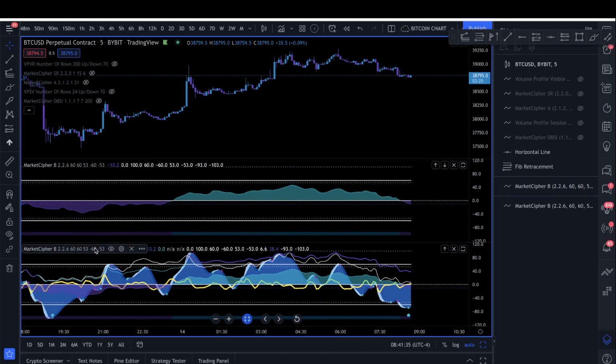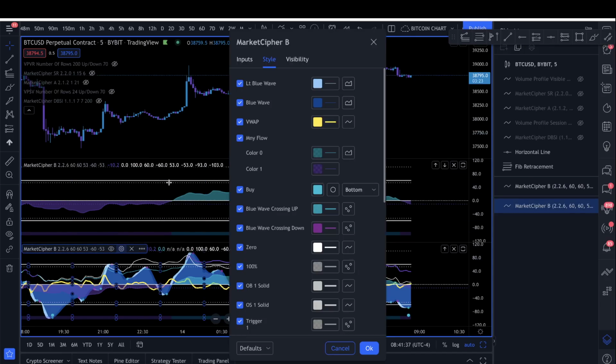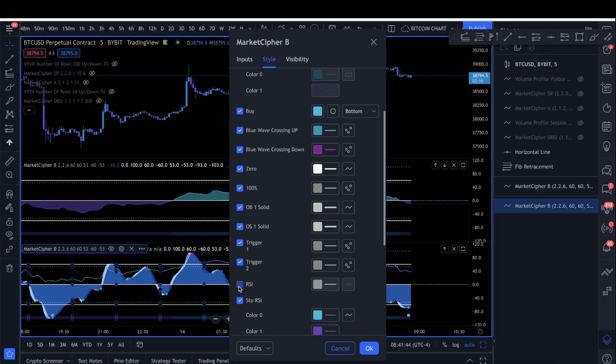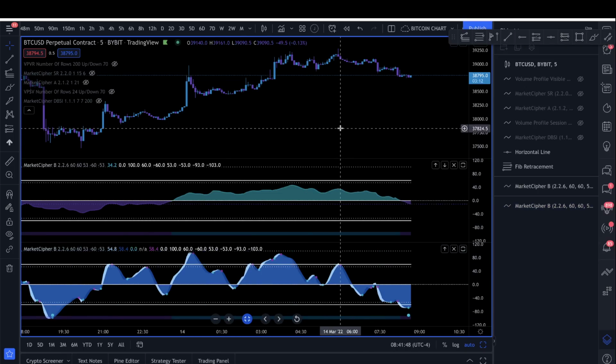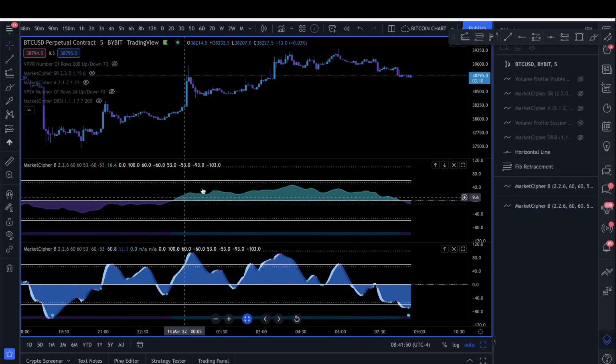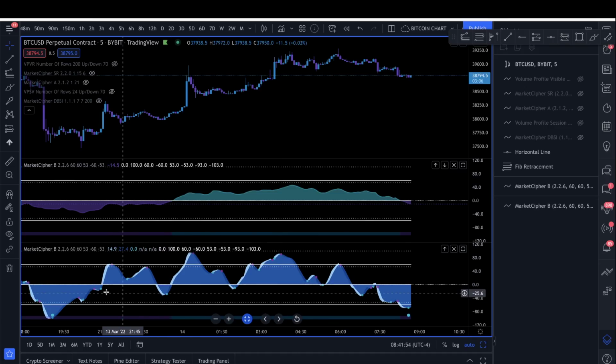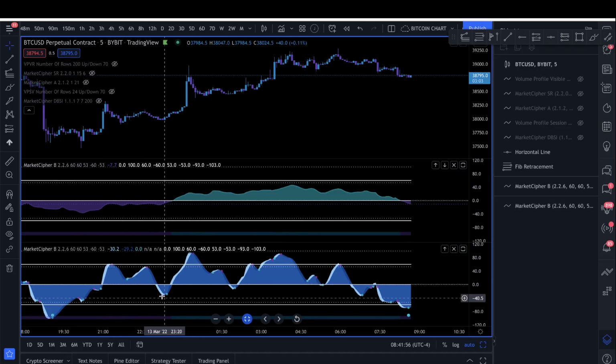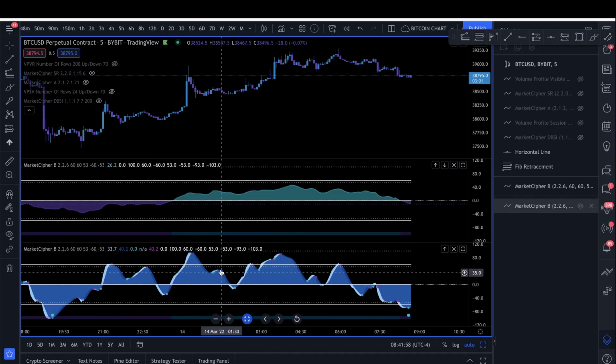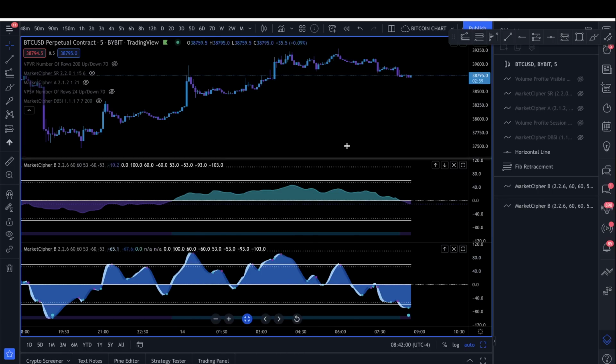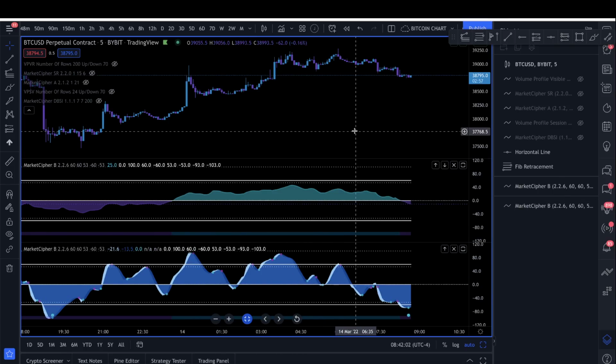Then for the second Market Cipher, you're going to click the gear button and turn off the VWAP, turn off the money flow, and turn off the RSIs. So basically what we're going to have is this: one Market Cipher B is only showing us the money flow, and the second Market Cipher B is showing us only the momentum waves, and then the blue dots and the purple dots, and the green dots and red dots that are buy and sell signals.